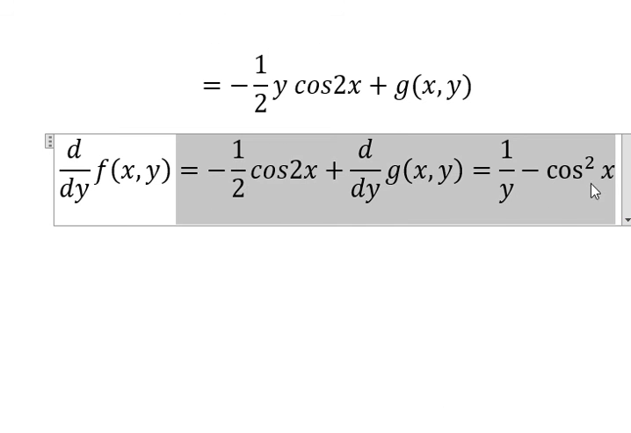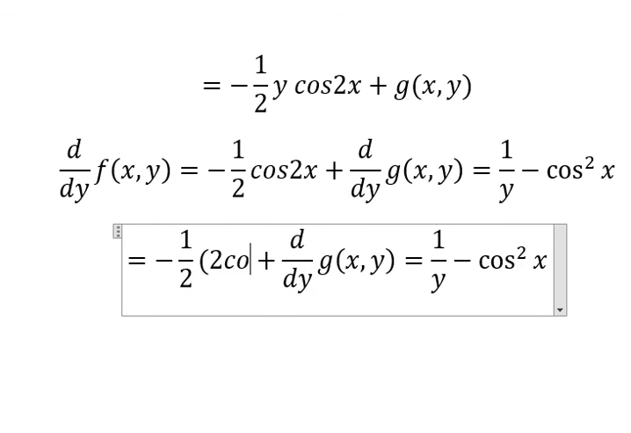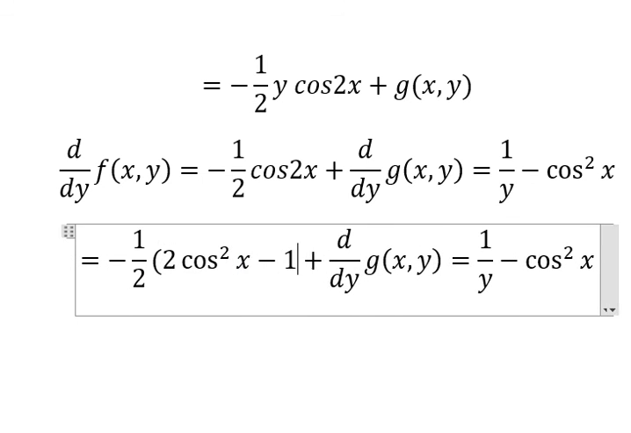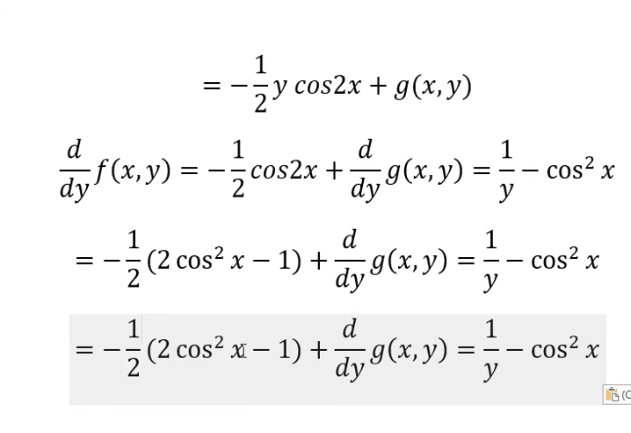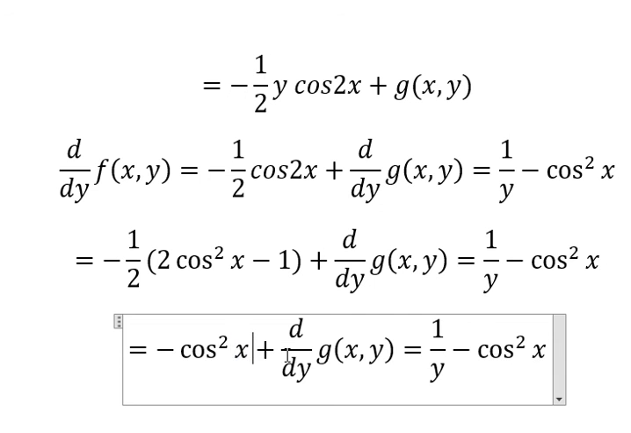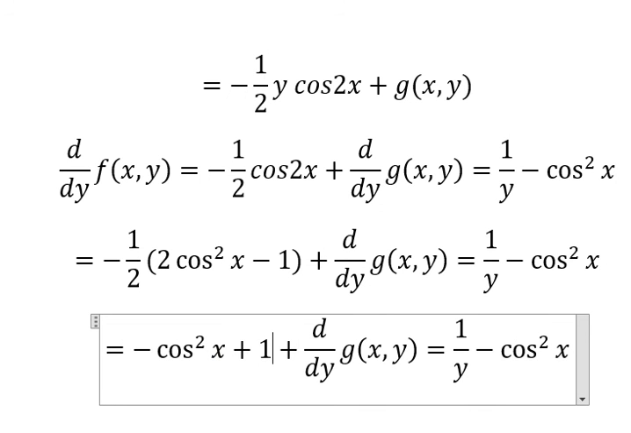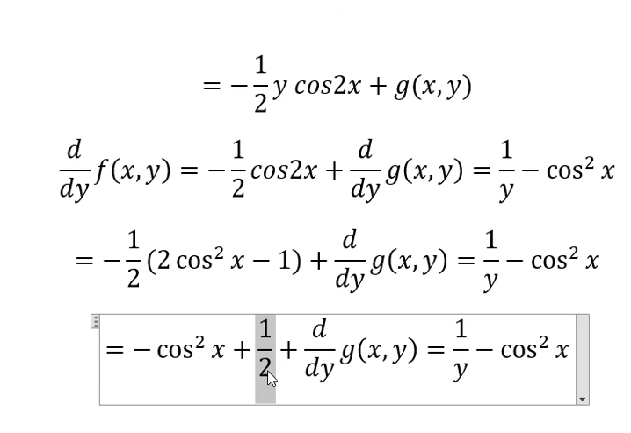So cosine 2x, that is 2 cosine 2x squared minus 1. And this one we have negative cosine x squared plus 1 over 2. And now we need to simplify negative cosine x squared for both sides, and 1 over 2 I will put in here.